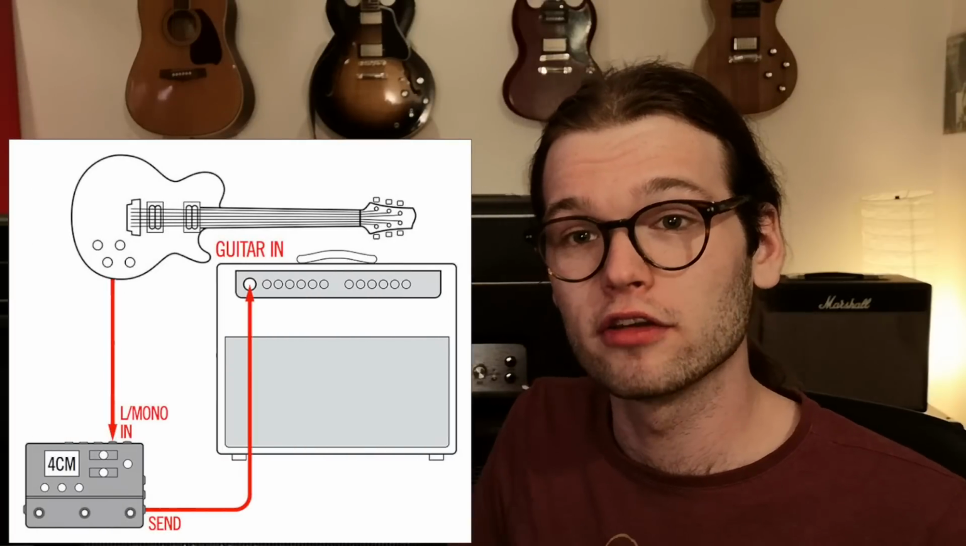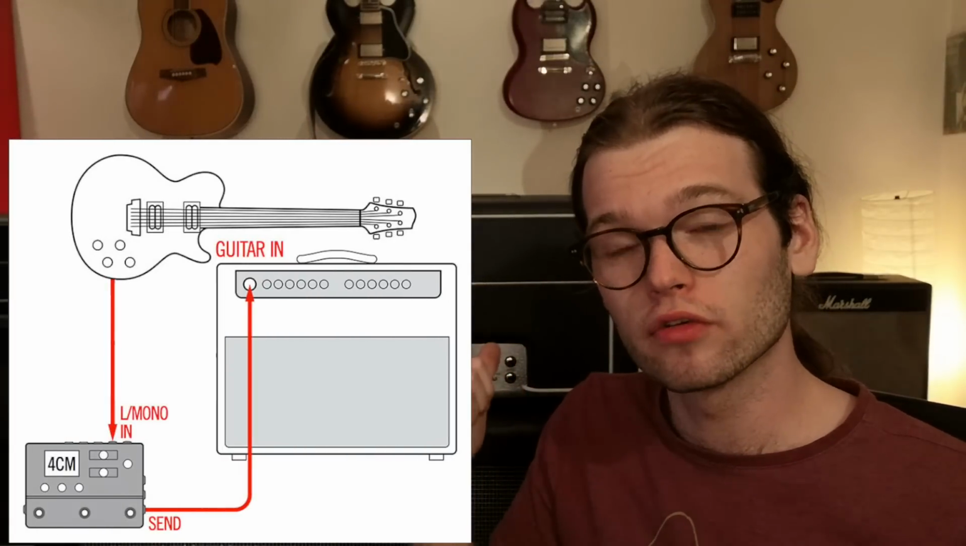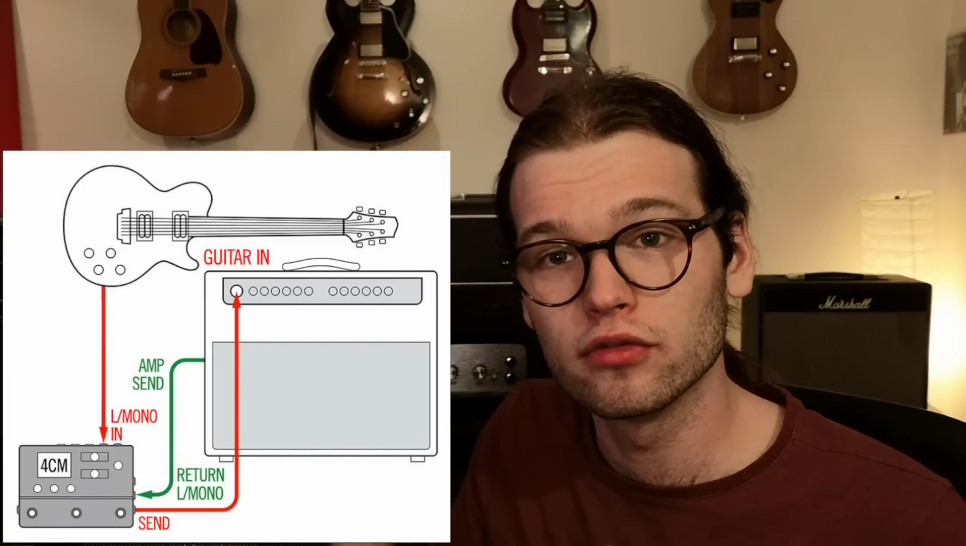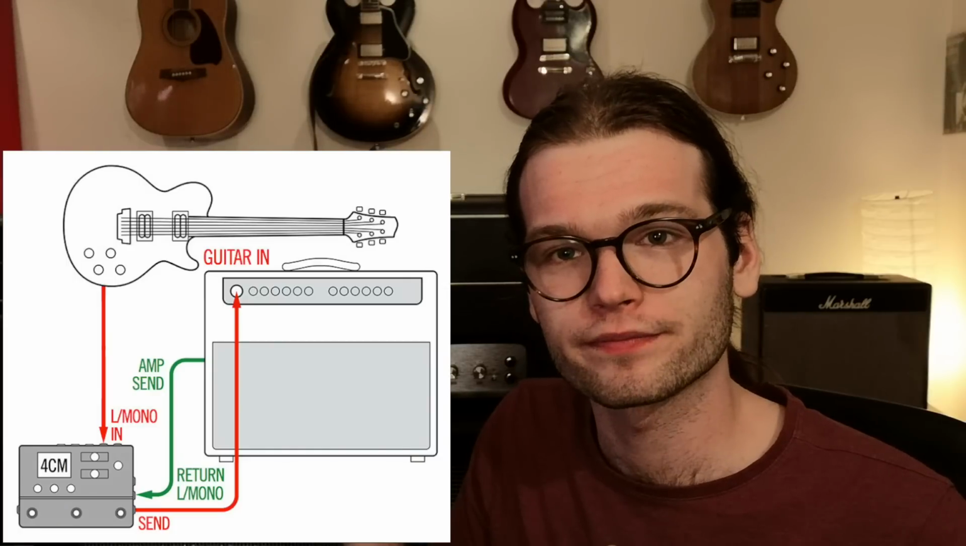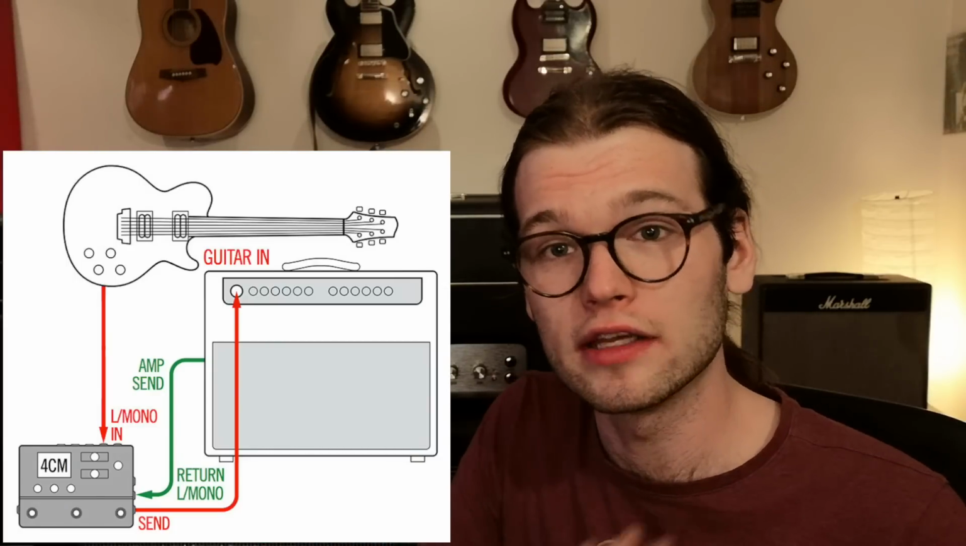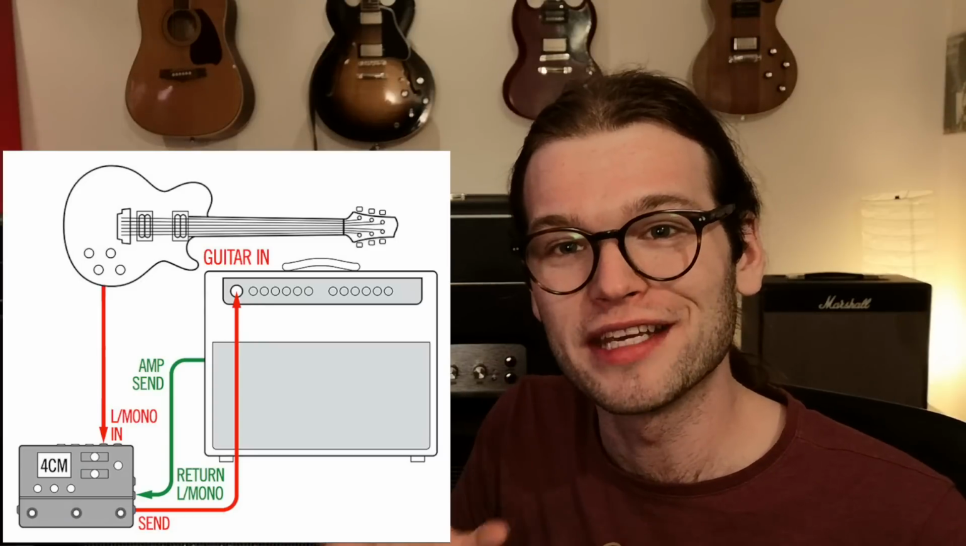Okay, so the effects loop is basically a send and a return. The send of that effects loop is going to go into the input of the amplifier, and the return of that effects loop is going to connect to the send of the amplifier. This basically allows the whole preamp of the amplifier to be captured in a loop and to be switched on and off. It's basically exactly like using a distortion pedal in front of a power amp, and you can add and subtract that distortion pedal. So that's what we're going to do.